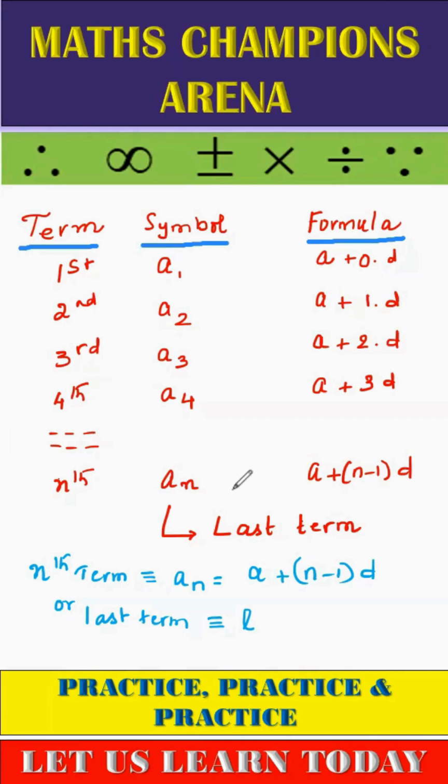Be cautious. If there are n terms in the AP series or sequence, then an can also be called the last term. The nth term is written as an is equal to a plus n minus 1 into d. This is also written as the last term. So this is the basic session of the AP series. Every student gets confused here. Please don't get confused here. Okay, bye. Take care.